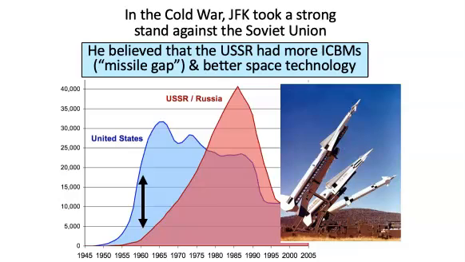And so we start to see the first beginnings of the Kennedy administration. Now, from the Cold War standpoint, JFK is going to take a strong stance against the Soviet Union. He believed that the USSR had more ICBMs, those intercontinental ballistic missiles, and they also had better space technology, which they still kind of did at the beginning of the 1960s, although the United States will actually have more. He was wrong, in fact.